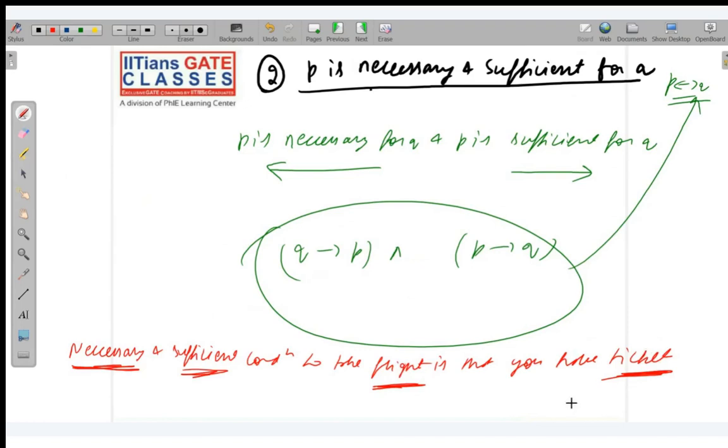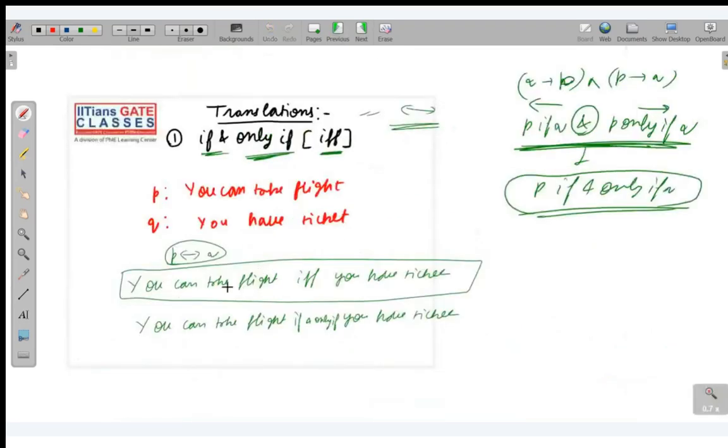That is the basic way. If you have any doubt, please let me know. The same is the scenario here: you can take a flight if and only if you have a ticket. If you are taking a flight, that means you have a ticket, and if you have a ticket, that means you are taking a flight. So you have to see both ways. That is the basic meaning of if and only if.